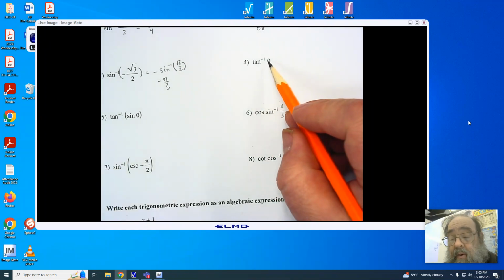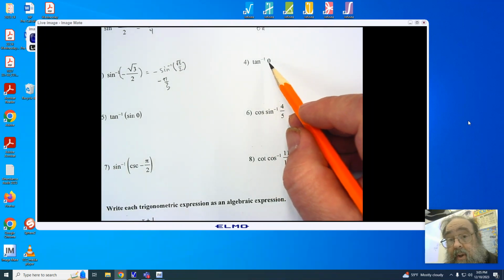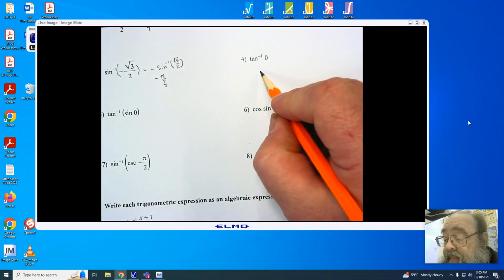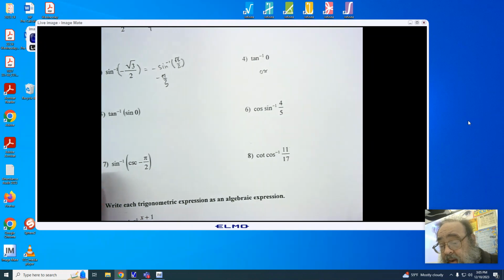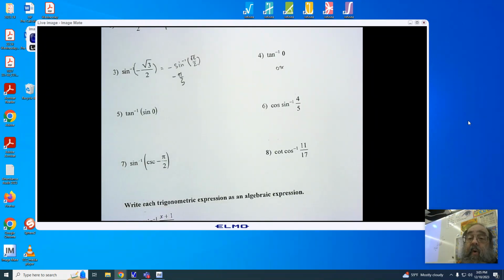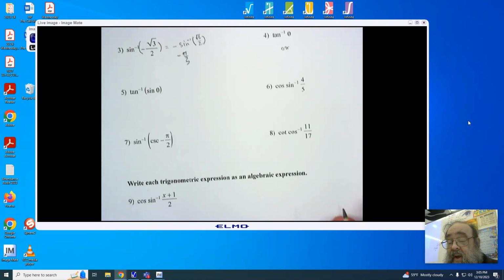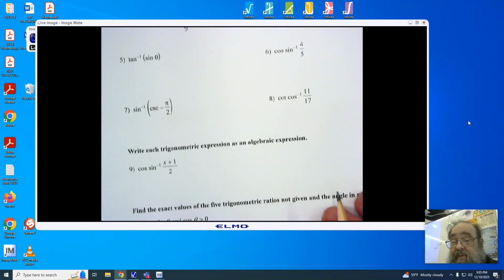Arctangent of 0. This can only happen at 0 pi. Now you have to remember that on the test that you're going to take, I'm going to give you 4 very straightforward reference angle problems. You just have to remember the domain and be able to find the correct value. This brings us to numbers 5, 6, 7, and 8.